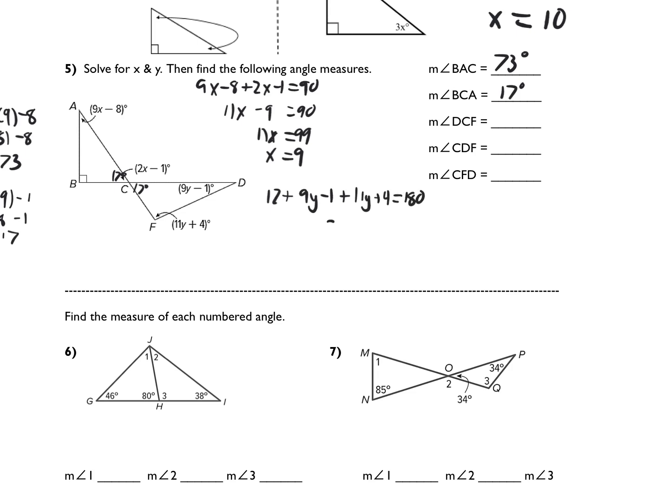Combining like terms, I get 20y plus 20 equals 180. So 20y is equal to 160. So y is equal to 8.